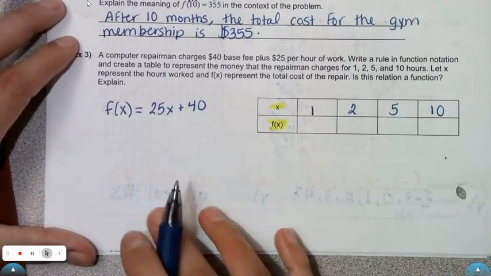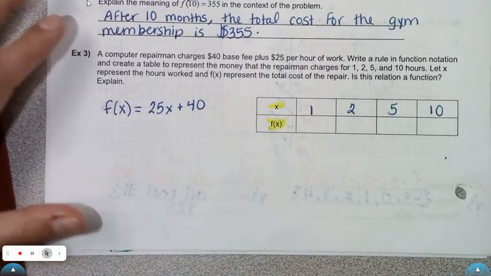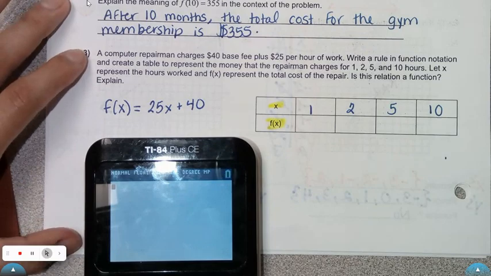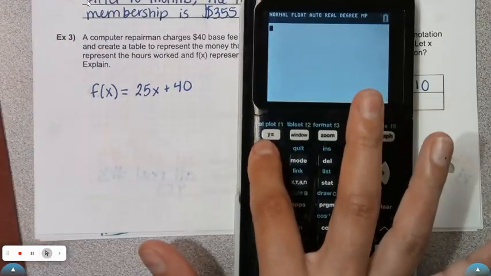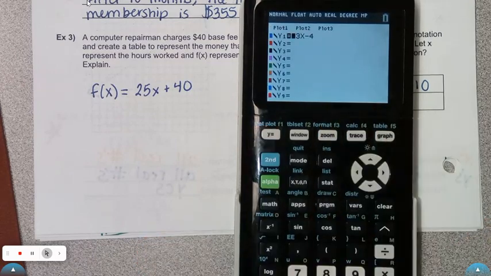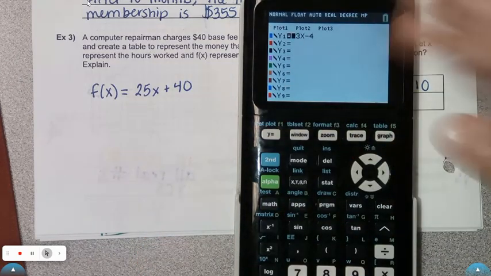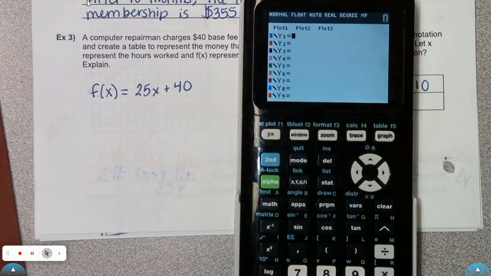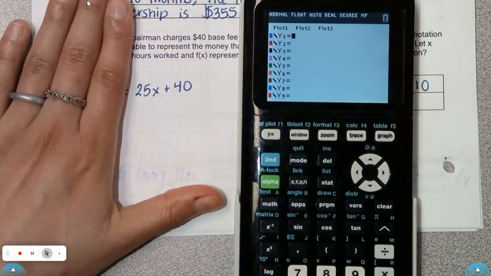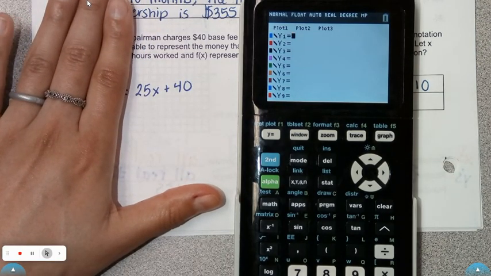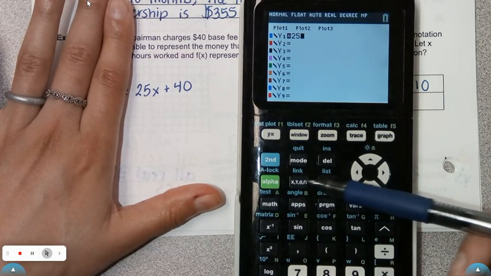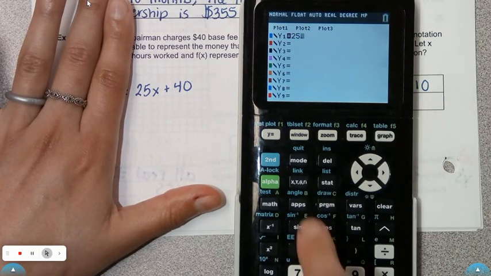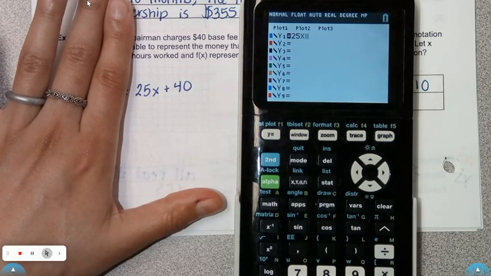All right, in your calculator or on your phone, we're going to plug this in. So you're going to go to this top option in the y equals, and you're going to press it. If you have anything there, you need to clear it. We are going to type in 25x plus 40. So 25. The X is this button right here. So once I press it, an X will pop up, and then plus 40.